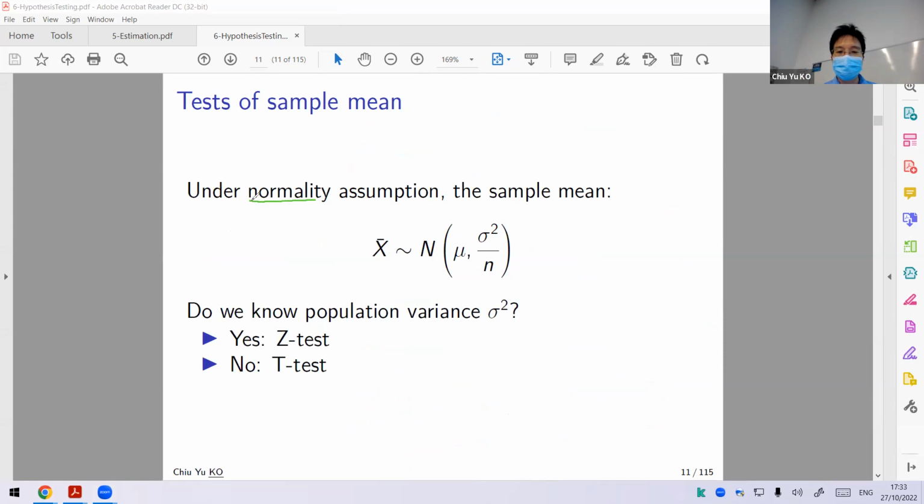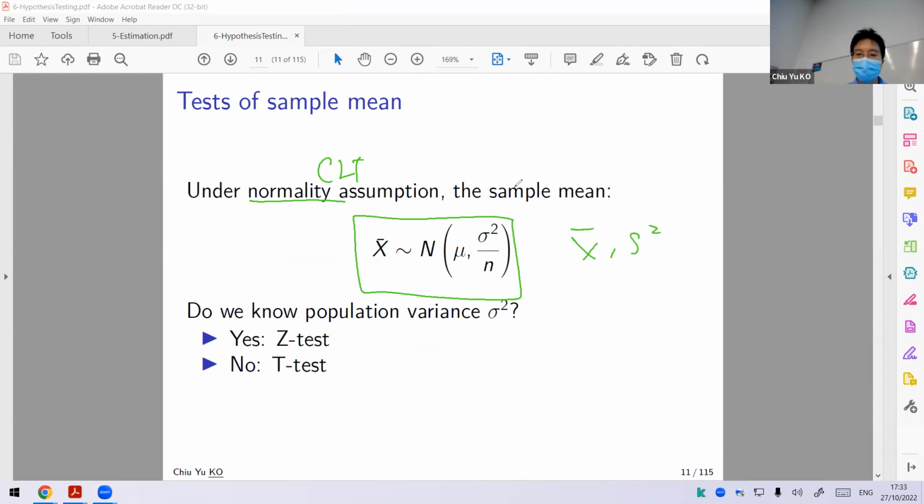By the normality assumption, or actually by the central limit theorem, this holds. So the question is, when we collect data, we just know X bar and S squared.